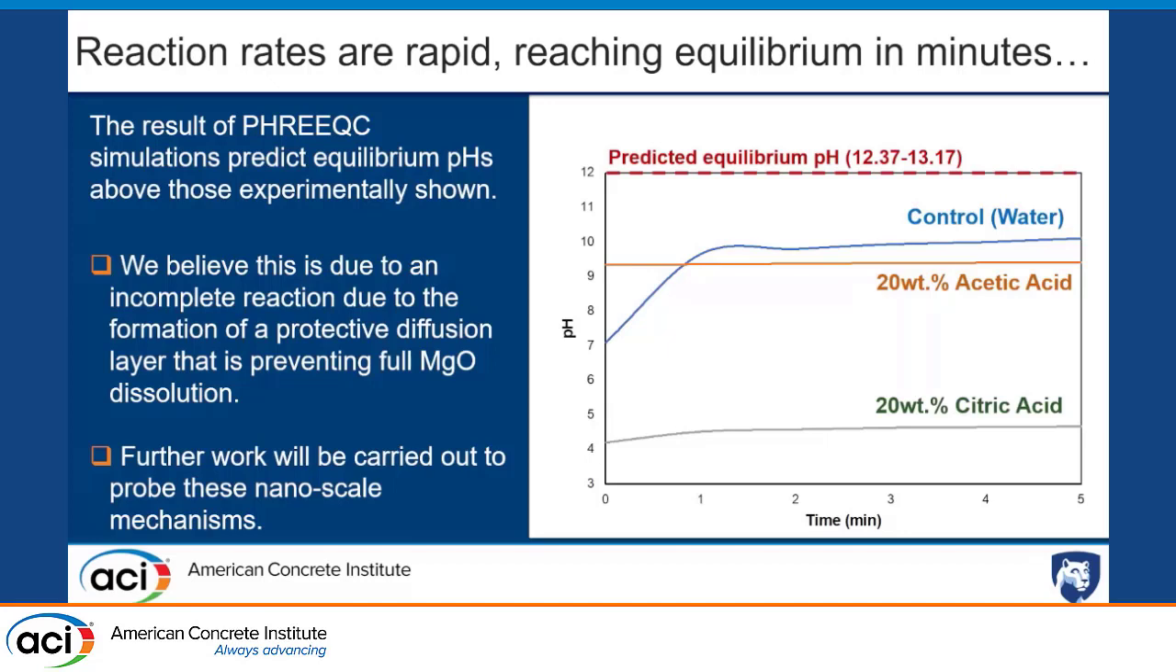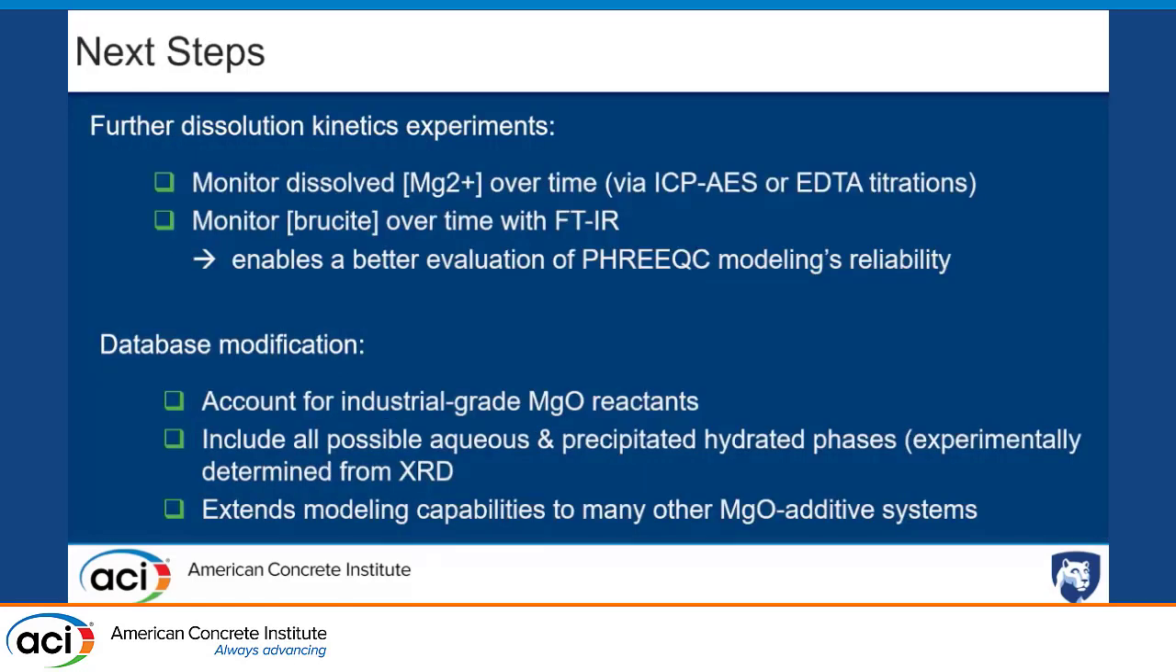Right? So one of the things that we believe is happening here is that we're not having a complete reaction as predicted by thermodynamics, right? Remember, this is an equilibrium reaction, right? So we believe this is a partial reaction, an incomplete reaction of the magnesium oxide, which could be caused by the clustering of precipitate phases around the magnesia, so preventing it from further reacting. Of course, we'll need more experimental validation to actually prove that, and hopefully I can present on that work in the future. But some of the further steps that we're also thinking about are further dissolution kinetic experiments where we're looking at magnesium ions over time.